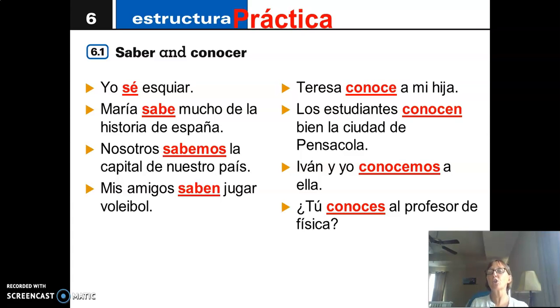Los estudiantes conocen bien la ciudad de Pensacola. In this example, we're saying that they're familiar with the city of Pensacola. They're acquainted with it. They know a place. They know a location well. They know their way around. Versus they know a fact about it.